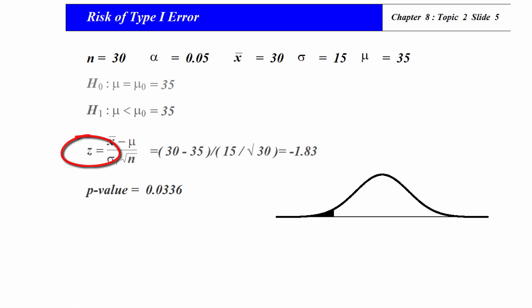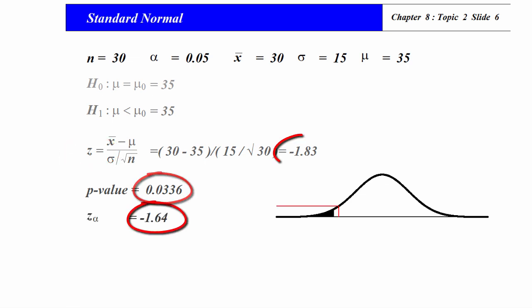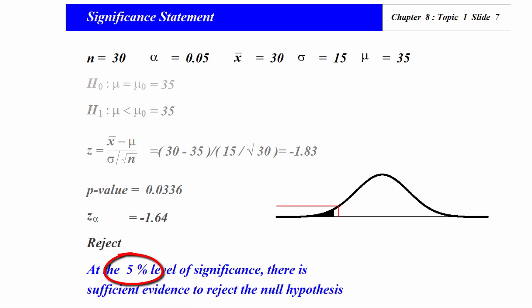Looking up the test statistic on a chart, we can find the p-value. Comparing the test statistic to a critical statistic, or the p-value to the level of significance, we can make our decision. At the 5% level of significance, there is sufficient evidence to reject the null hypothesis.